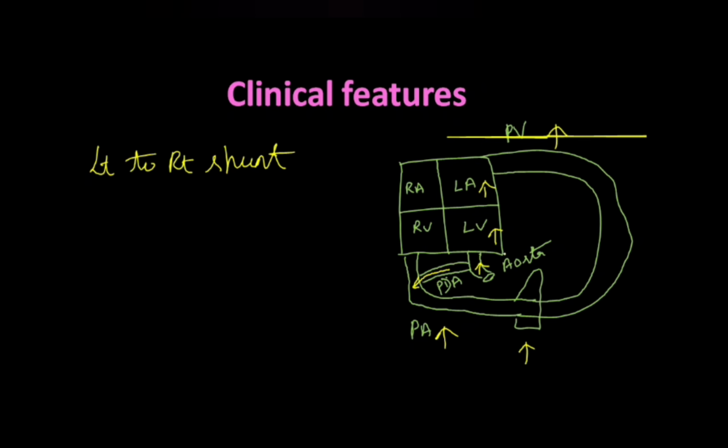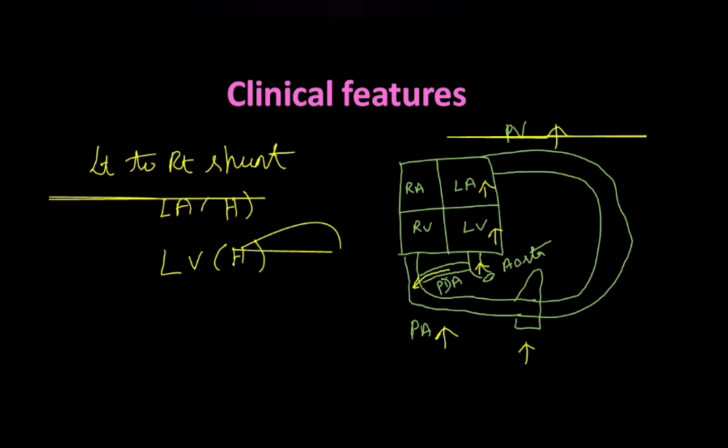Because of this increase in volume, the left atrium will undergo hypertrophy. The left ventricle also will undergo hypertrophy. And the initial part of the aorta is going to be dilated. So this is going to happen with your left atrium, your left ventricle and your aorta. They are going to be enlarged, hypertrophied and dilated.